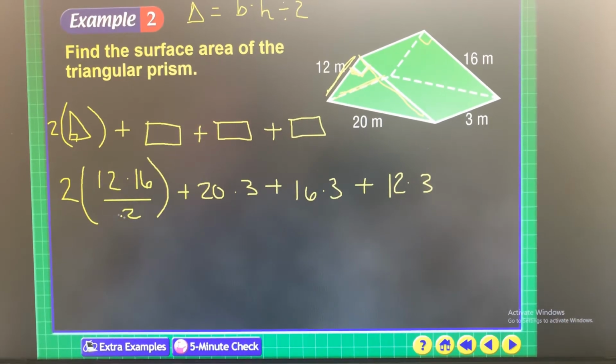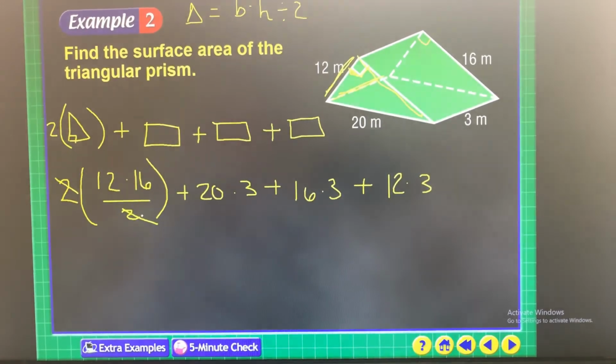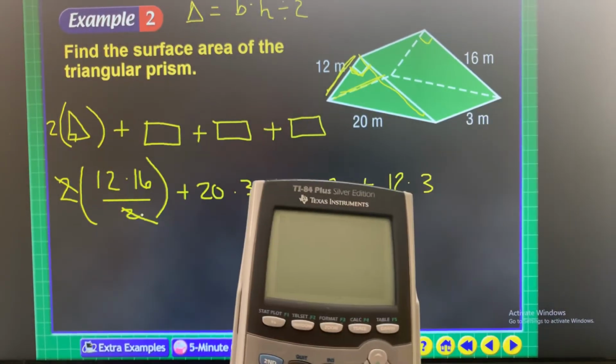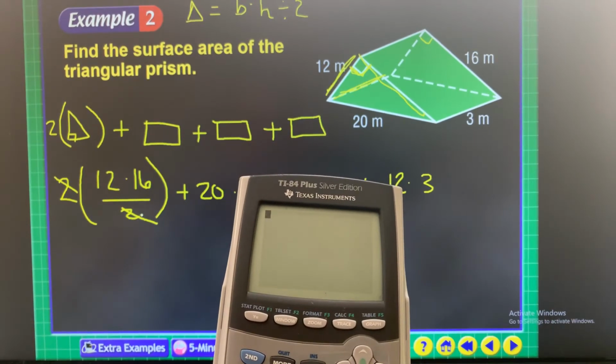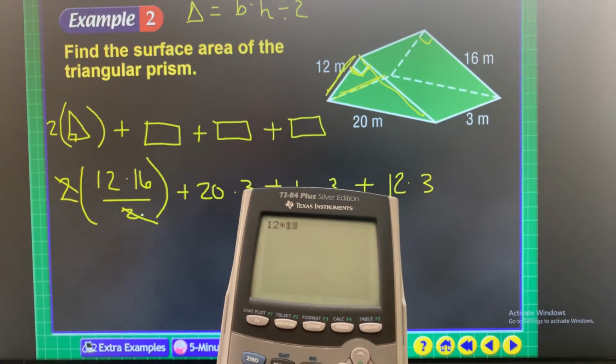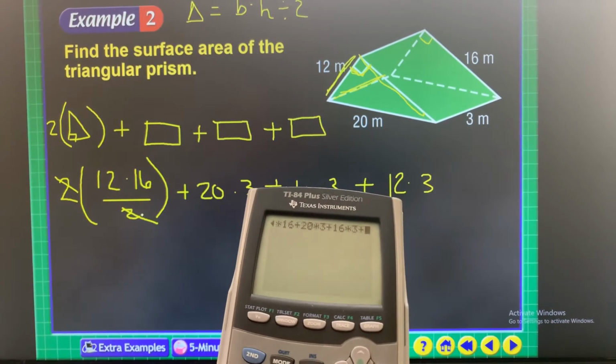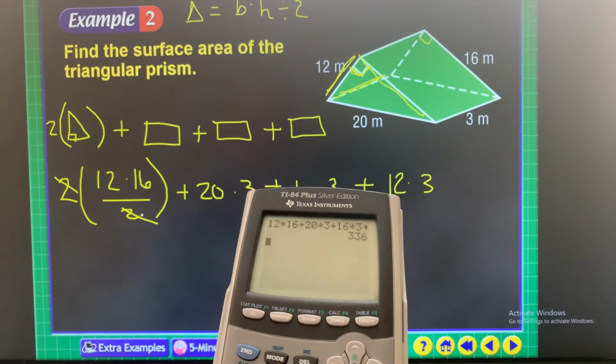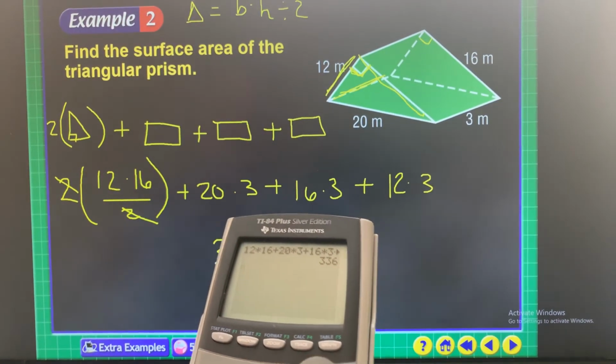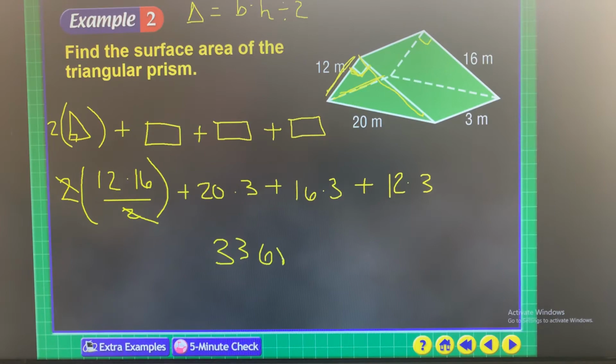Now, if you look at this, can't you cross cancel those right there? So it really just becomes base times height. So it's 12 times 16 plus 20 times 3 plus 16 times 3 plus 12 times 3. So when you put it in your calculator, just put it in at one full swoop. So 12 times 16 plus 20 times 3 plus 16 times 3 plus 12 times 3. Enter. 336 meters squared.